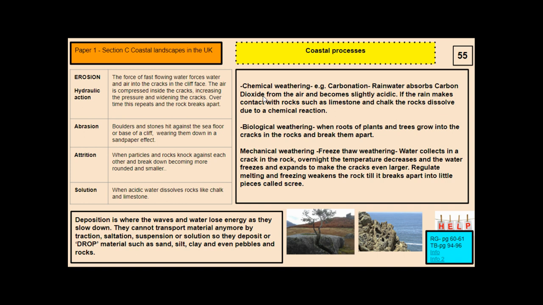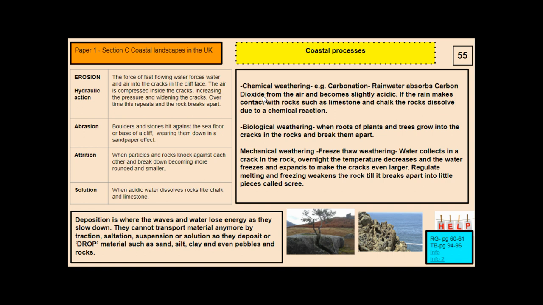Now, the last process here that we're going to look at is deposition. When water loses energy, it will deposit any material that it is carrying. Now, there are four methods of transportation. So we've got traction, where the material is rolled along the seafloor. Saltation, where slightly smaller rocks are bouncing along the seafloor. The water has enough energy to pick them up, but it can't carry them, so it drops them again.